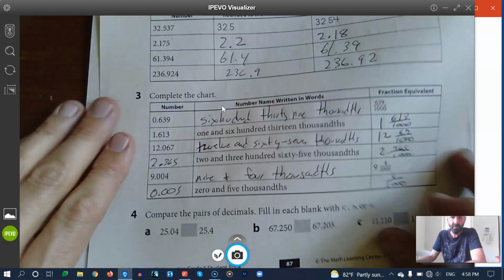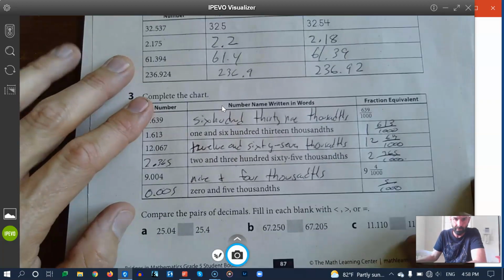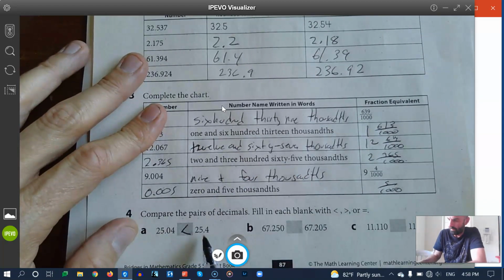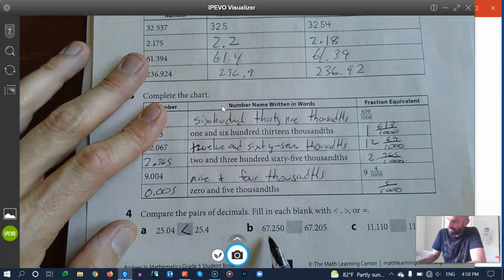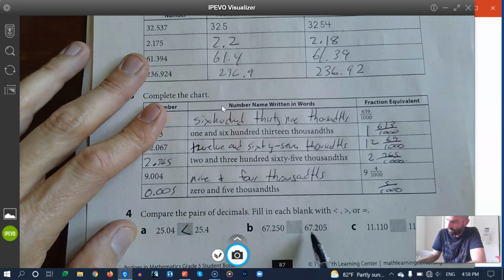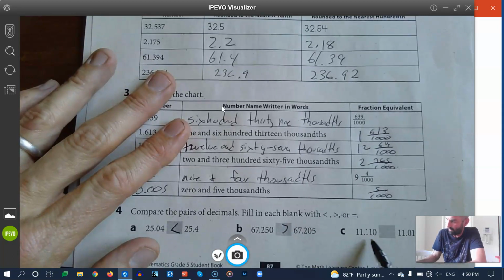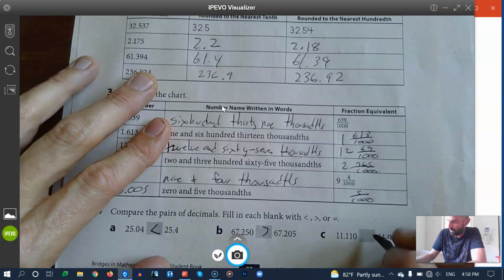And lastly, compare the pairs, fill in each blank. 25 and 400ths is less than 25 and 4/10. 67 and 250 thousandths is greater than 67 and 205 thousandths, and 11 and 110 thousandths is less than 11 and 11 hundredths.